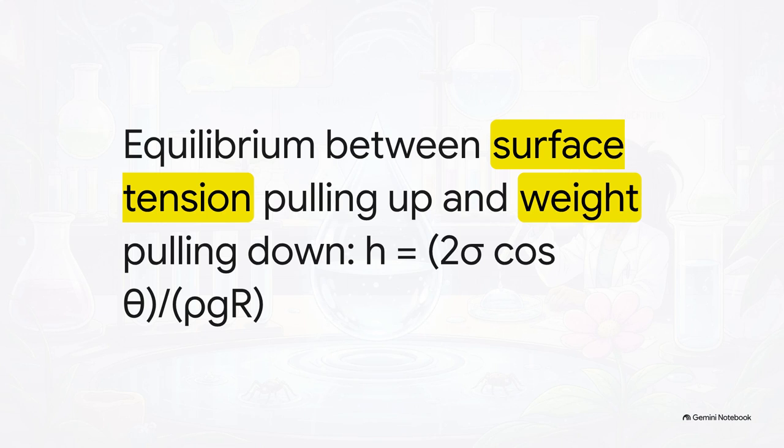To figure out exactly how high that water will climb, we use the capillary rise formula. The height, h, equals 2 times the surface tension, sigma, multiplied by the cosine of the contact angle, theta. We then divide all of that by the density of the liquid, rho, times gravity, g, times the radius of the tube, r. Essentially, the surface tension is pulling the liquid up the walls of the tube, while the physical weight of the water column pulls it back down. When those two forces finally equalize, the rise stops.